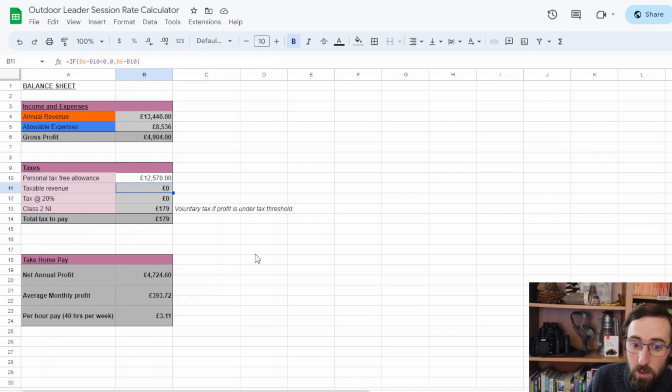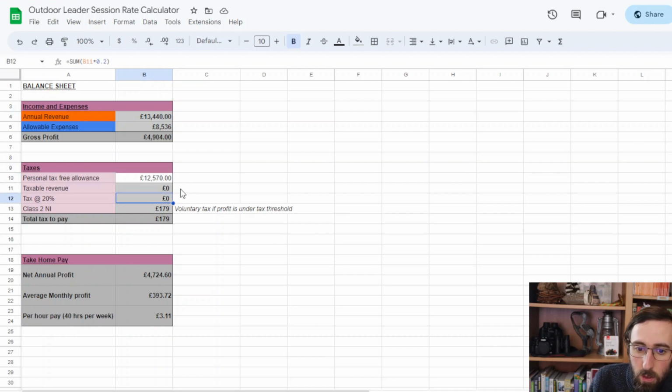So that means the taxable revenue is pretty much zero. It's only when we take profit over our £12,570 allowance that we start paying tax.